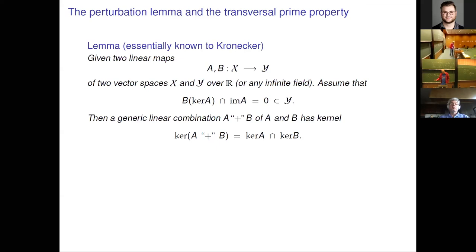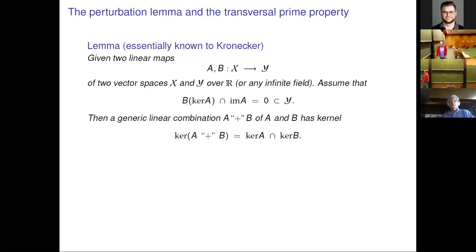This is the following lemma, right? I look at two linear maps over any infinite field, or any field that is large enough, actually. And I want to construct a map that is as regular as possible from it. I want the kernel of a generic linear combination of these two to be the intersection of the two kernels. I cannot do better, right? And here's the criterion. This is kind of the first order approximation. If I apply B to the kernel of A intersected with the image of A, then it is zero, right? If this is true, then yeah, this is a nice intersection of the kernels.